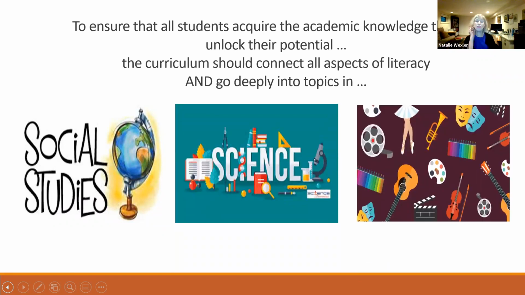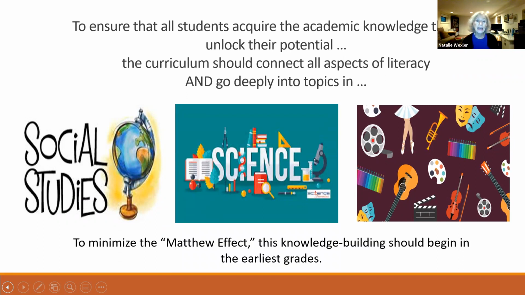Those are the subjects that have the most potential to build the kind of academic knowledge and vocabulary students need to understand what they're reading and to acquire further knowledge. And to minimize the Matthew effect, this knowledge building should begin in the earliest grades. Remember, that gap between groups of students just gets larger the longer we wait.